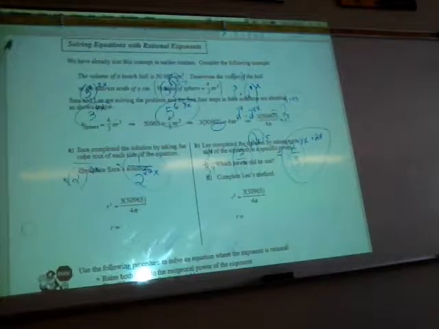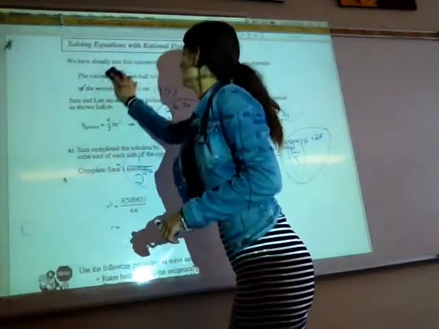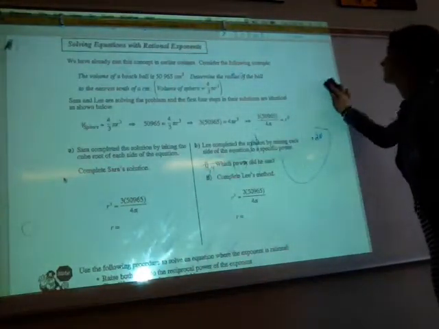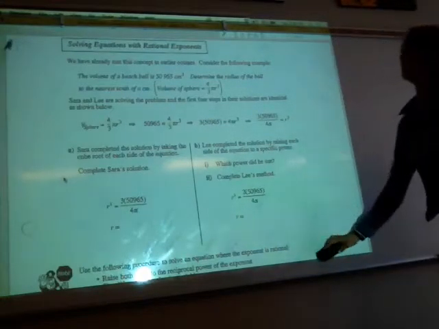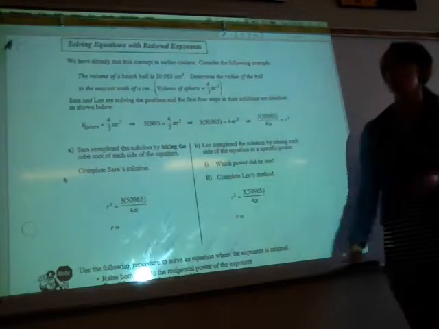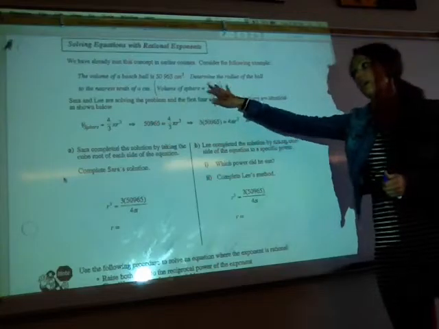Now the fun stuff. We get to take these skills and solve some equations. Okay, so they're telling us the volume of a beach ball is 50,965 centimeters cubed. And we have to figure out what the radius of the ball is to the nearest tenth of a centimeter, given the volume of a sphere formula right here.